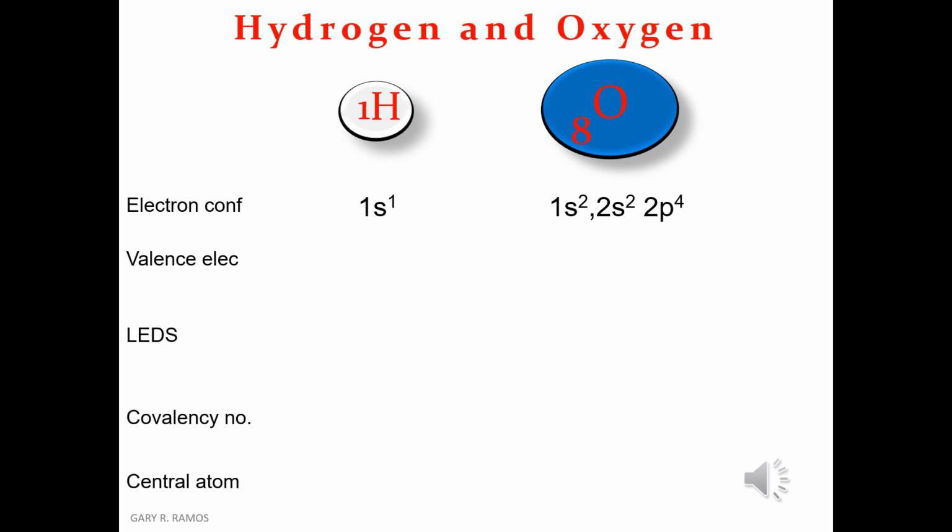The electron configuration of hydrogen is 1s1, while the electron configuration of oxygen is 1s2, 2s2, and 2p4. The valence electron of hydrogen is 1. This is because there's only one electron located at the outermost shell. While for oxygen, the valence electron is 6. This is because there are 6 electrons located at the outermost shell if we consider their electron configuration.